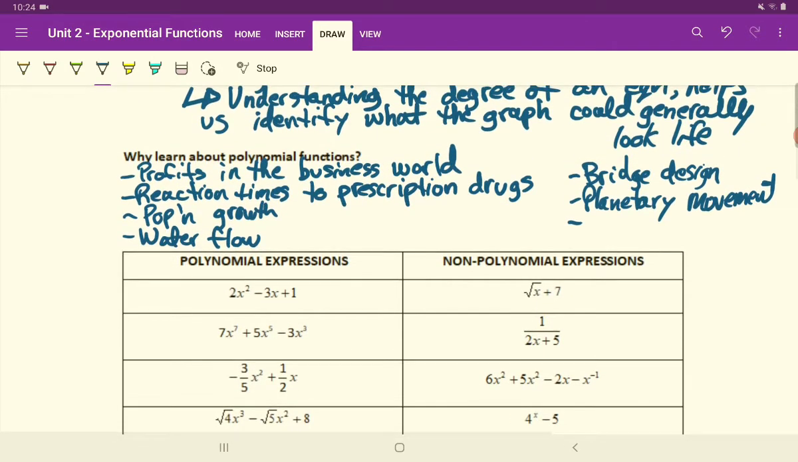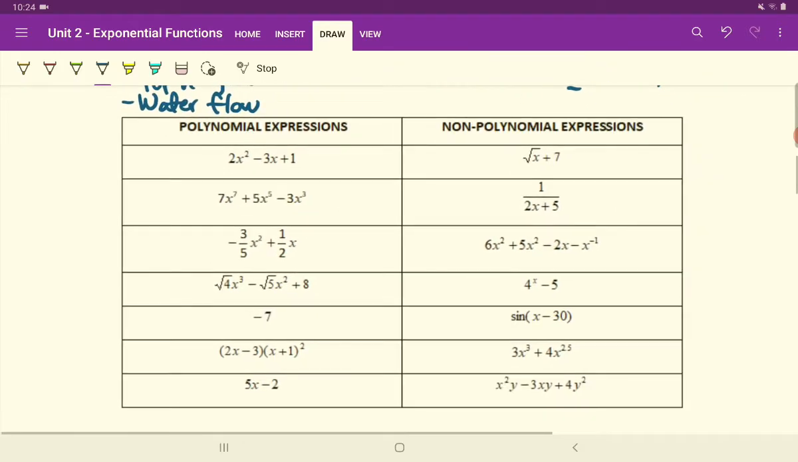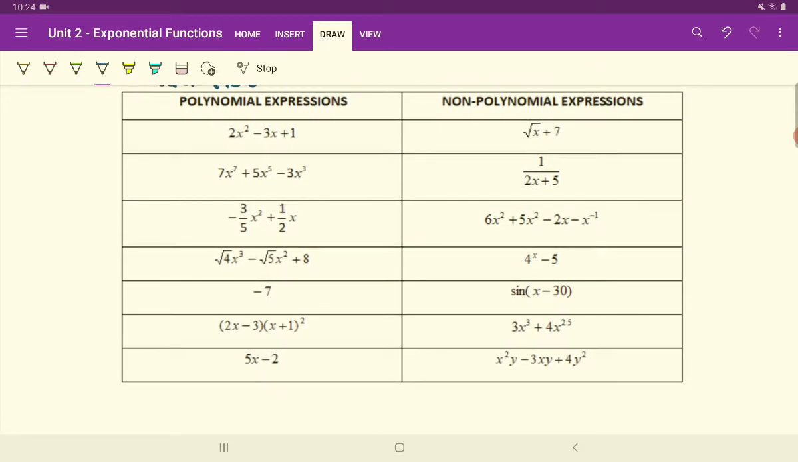So knowing everything that we have just discussed, here is a list of polynomial expressions versus non-polynomial expressions. All right. So here we have a polynomial expression following the exact pattern that I had said earlier. Notice that the degrees are going in order from highest to lowest. The highest degree is first. The exponents are positive integers. And there's no rational numbers in our exponents.